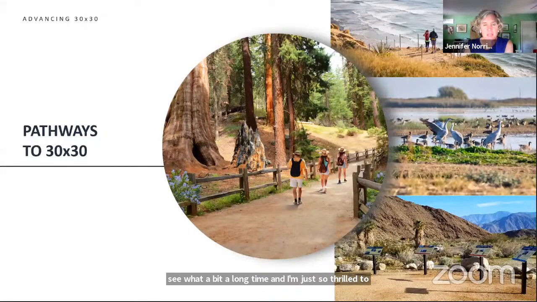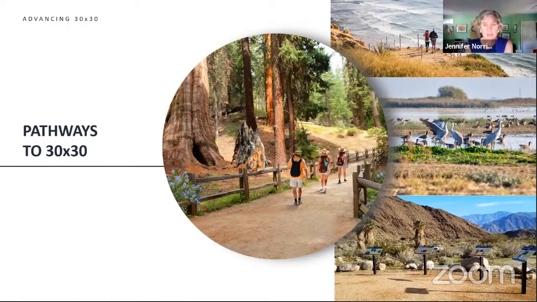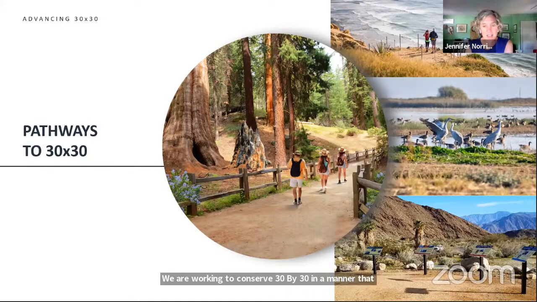So as Amanda mentioned, the governor's nature-based solution executive order underscores California's commitment to protect our unique biodiversity and leverage actions from the environment to reduce the harmful effects of climate change. One of the key goals of this effort is California's commitment to conserve 30% of our lands and coastal waters by 2030. This so-called 30 by 30 pledge is part of a global movement to protect our natural world by protecting the ocean and lands. In California, we are working to conserve 30 by 30 in a manner that protects biodiversity, combats climate change, increases access to nature, while safeguarding our economic sustainability and our food supply.